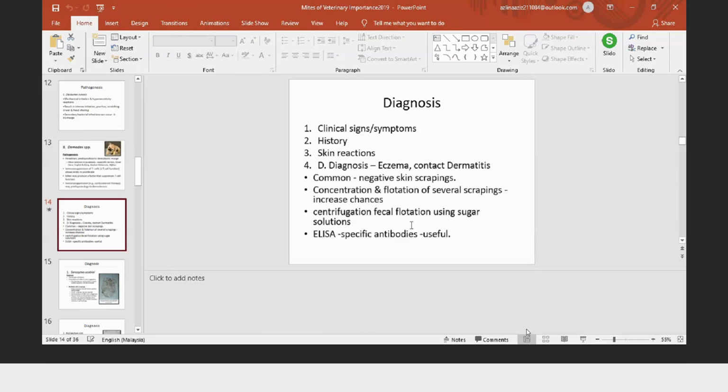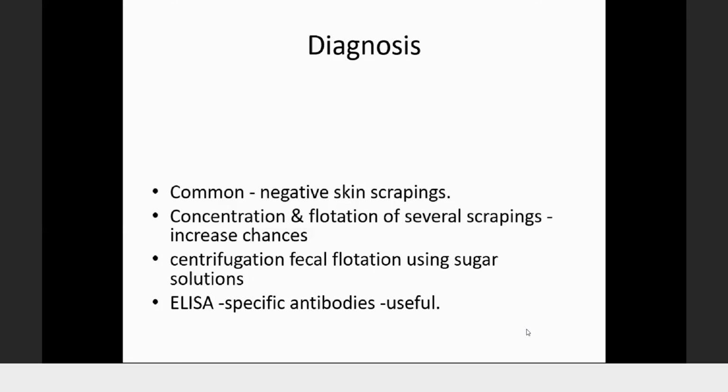So the most common method for diagnosis is to use skin scraping. And again, it's very common to have a negative skin scraping. If your scraping is negative, you can float them using a sugar solution. So what you do is you separate and then float the scraping using the sugar solution. And then when you do this, the mites will float on top.